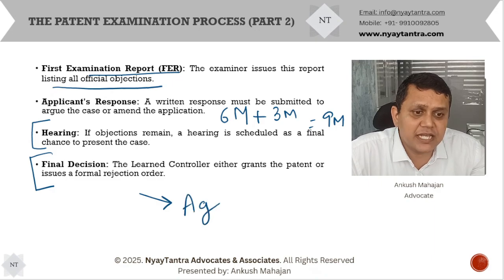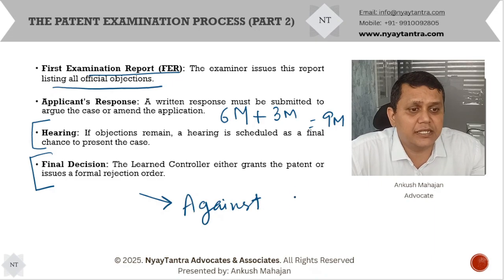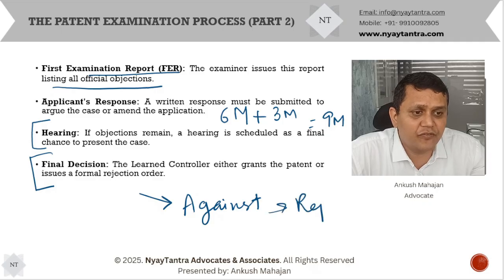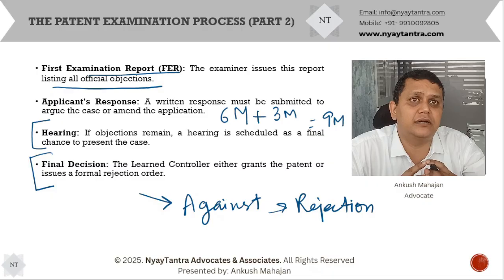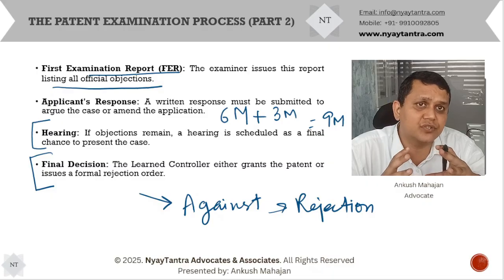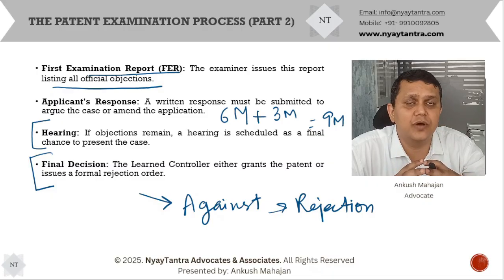And if it is against, for example, it could be a rejection of your patent application, right? It could be a rejection of your scope of amendments in the claims. It could be reducing the scope of your claims also.